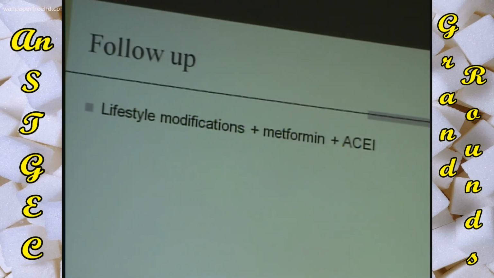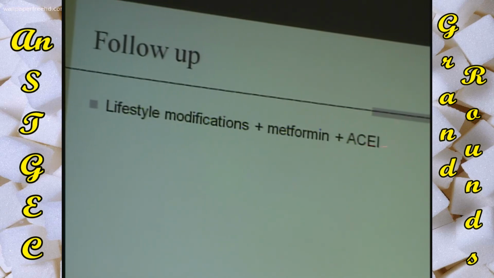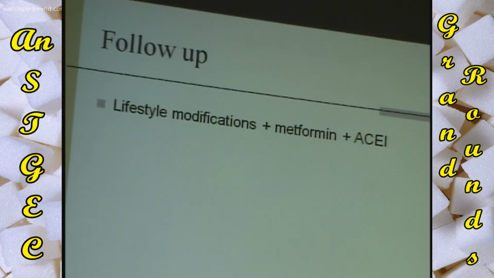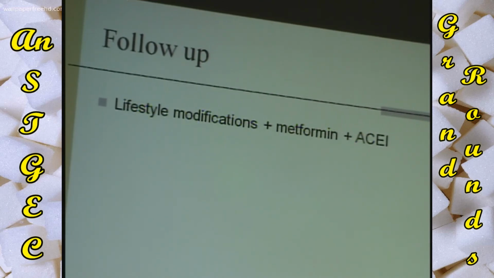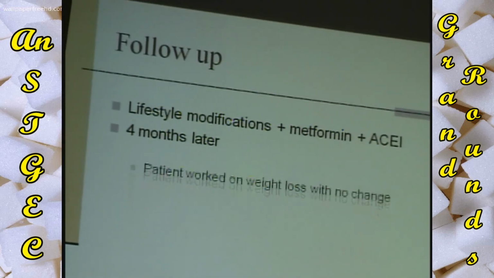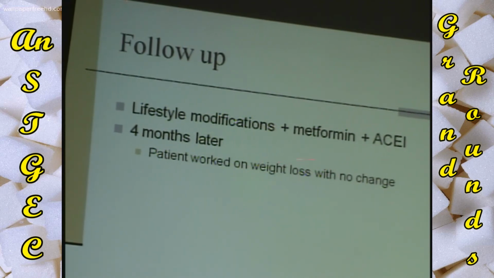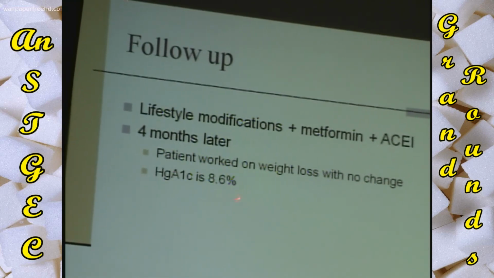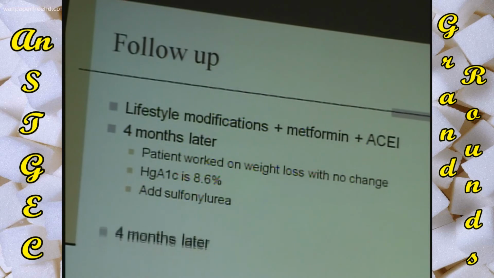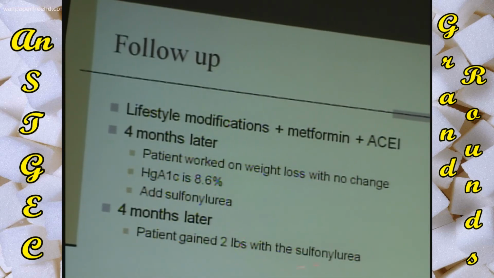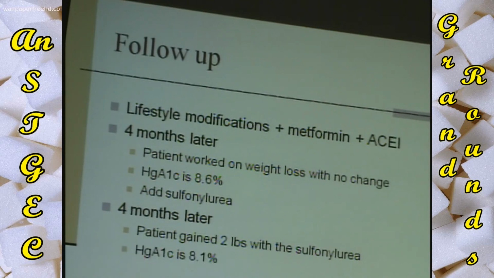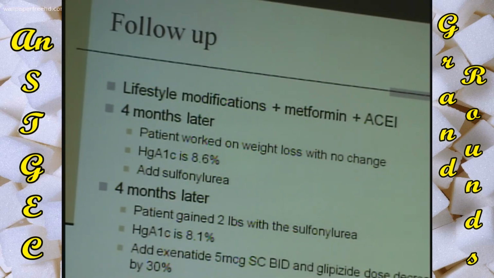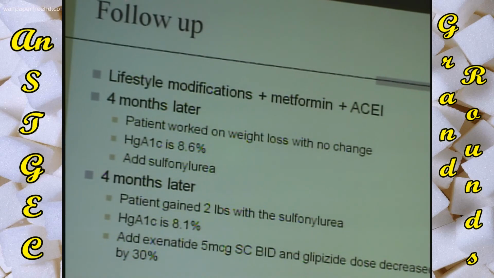So that patient that we discussed at the beginning, we started him on metformin and an ACE inhibitor, since it's more important to treat hypertension than hyperglycemia. Then 4 months later, the patient is still trying to lose weight, but with no improvement. The hemoglobin A1C is still high, so we can add a sulfonylurea. 4 months later, the patient continues to gain weight, now more so since he's on a sulfonylurea. The hemoglobin A1C is still not much better, so we can add exenatide, 5 micrograms twice a day. And when we do that, remember you have to decrease the dose of the sulfonylurea.